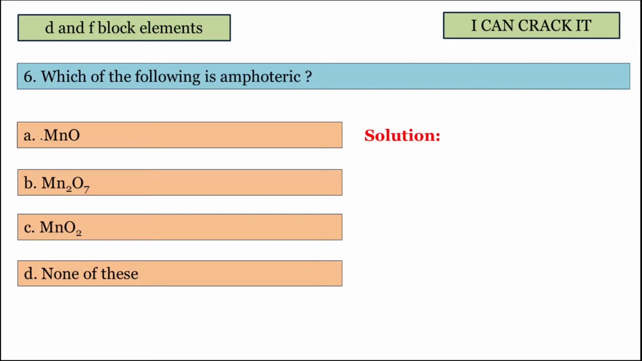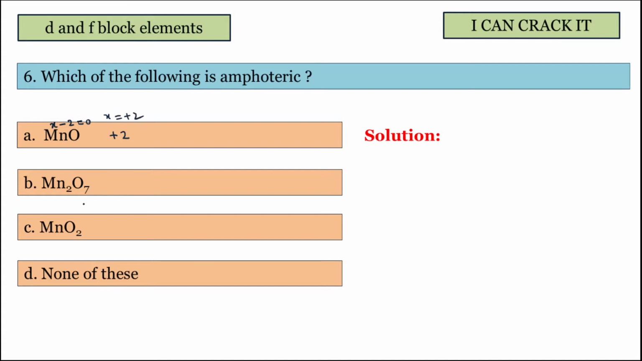Which of the following is amphoteric in nature? Okay, so how do you find amphoteric nature? Generally for amphoteric compounds, for example, in MnO, what is the oxidation state of Mn? +2, because you can take Mn oxidation state as X, and oxidation state of O is -2. If you equate it to 0, you get X equal to +2.